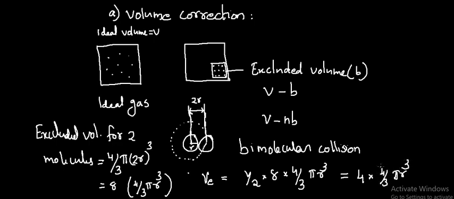We know that 4/3 π r³ is the volume of an actual molecule. Here the actual molecule has radius r, so the volume of the actual molecule is 4/3 π r³. So the excluded volume is equal to 4 times the volume of the actual molecule, Vₘ. Therefore, in general, the excluded volume of the gas molecules is 4 times the actual volume of the molecule.